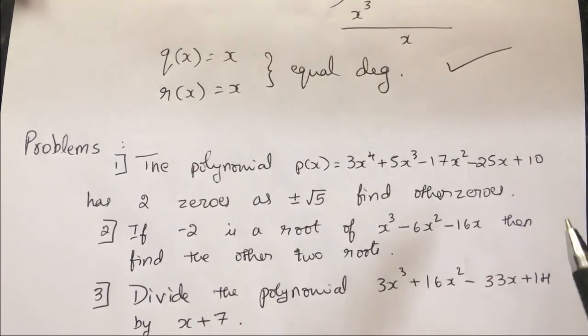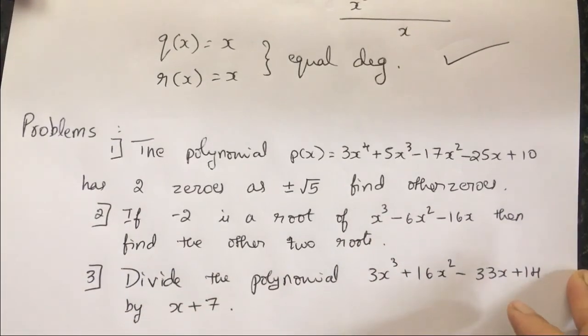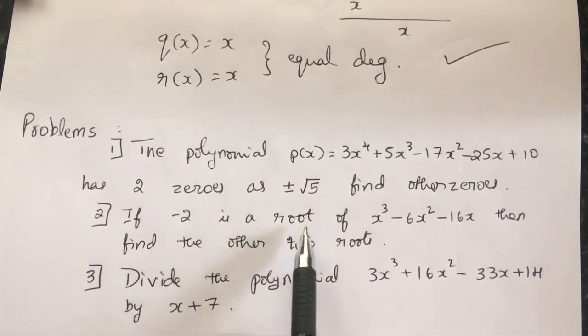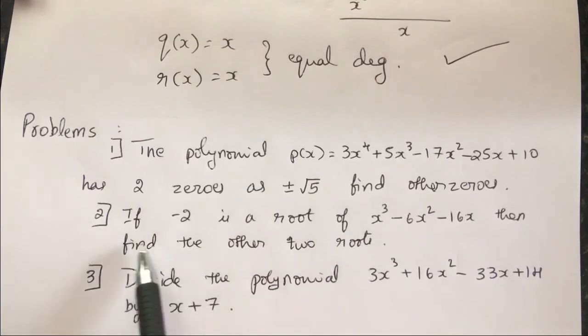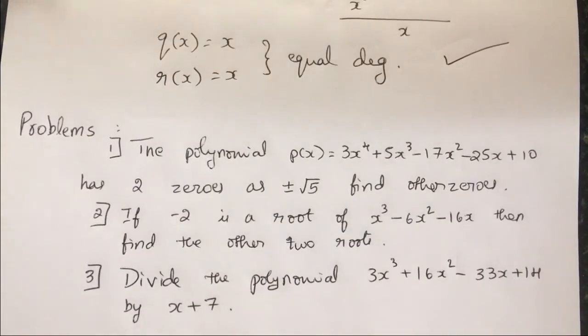Okay, here I have 3 problems. Okay, you try by yourself. It depends on division algorithm only. We just mention this problem. If -2 is a root of this, then find the other 2 roots. Root means zeros.